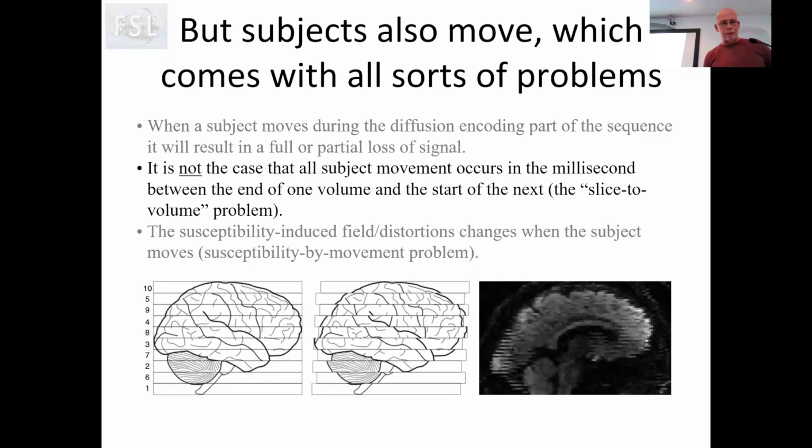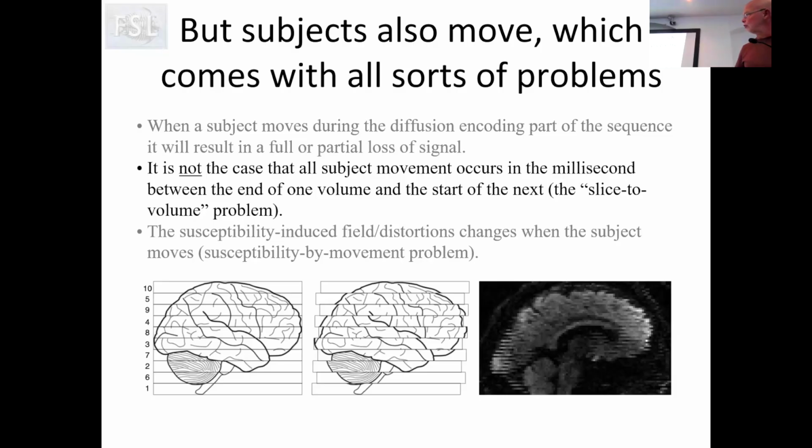So it works quite well, but subjects also move, and movement is a particular problem in diffusion imaging, for all sorts of reasons. When subjects move during the diffusion encoding part of the sequence, i.e. when you're applying the diffusion sensitizing gradient, because we're sensitizing ourselves to movement, if there's subject movement exactly coinciding with that, we're going to have more or less complete signal loss. So that's one problem. Another problem, which SPM people are familiar with, since it's based on work that Abraham has done, is that the susceptibility induced field changes when the subject moves. That is, how the susceptibility field changes as the subject moves around.